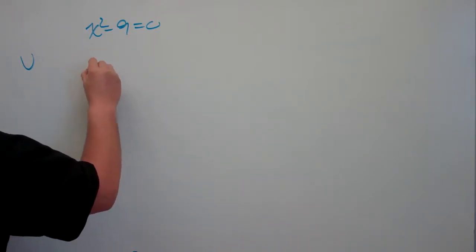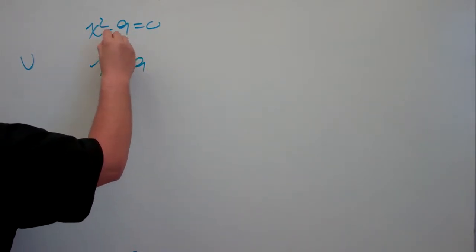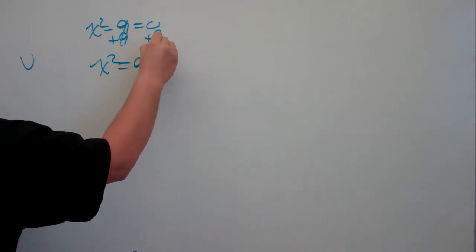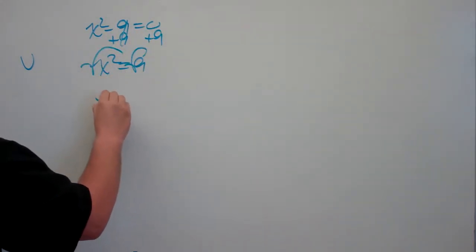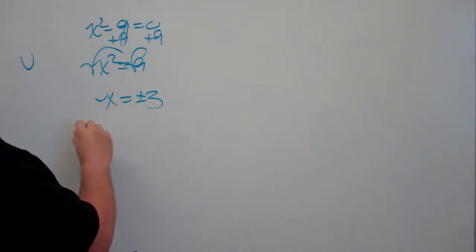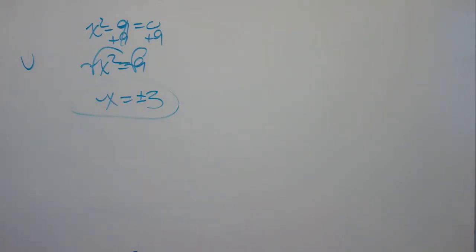Solve for x. X squared equals 9. Let me tell you what I'm doing: I added 9 to both sides. Square root, x equals plus or minus 3. That means it crosses the x-axis at 3 and -3. The answer is C, because that is the only one that crosses at 3 and -3 and opens up. So that's how we do that one.